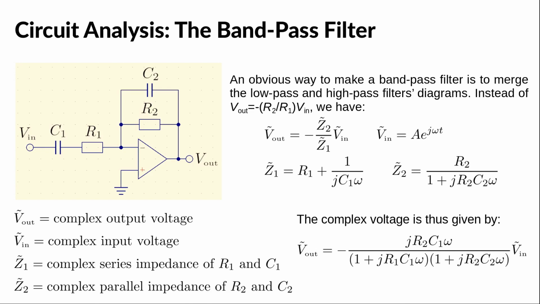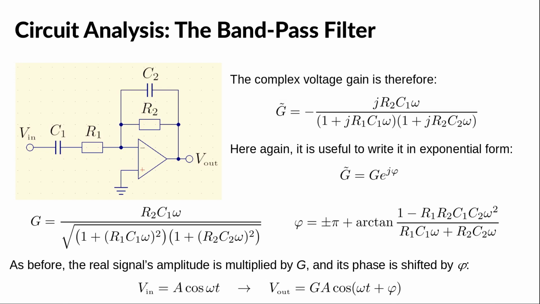Now, an obvious way of making a bandpass filter is to merge the low-pass and the high-pass filters diagrams. So we have a series impedance Z1 instead of the input resistance R1, and a parallel impedance Z2 instead of the feedback resistance R2. I'll let you check that the complex output voltage is given by the expression at the bottom right. Deriving this shouldn't pose any difficulty. So we deduce the expression of the complex gain, and as is now usual, we write it in the exponential form, which shouldn't pose any problem either.